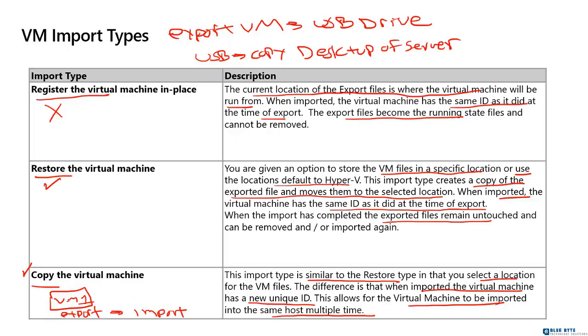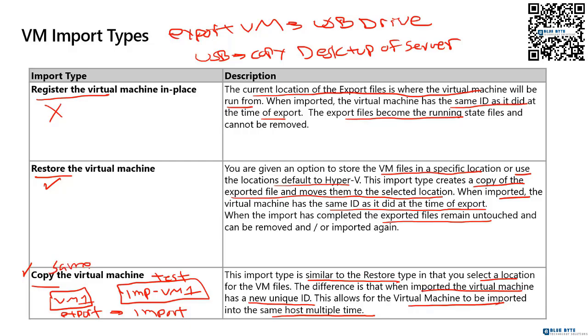Now, when you import it, it's going to let you give it another name. So I'll just call it imp VM1, so you know it's VM1, just an imported version. And it generates a unique ID. But they have the same exact configuration, applications, data, everything. Now you go test whatever you want on this imported copy of the VM, but they run on the same host. So copy you would only do if you're going to import and export to the same host.